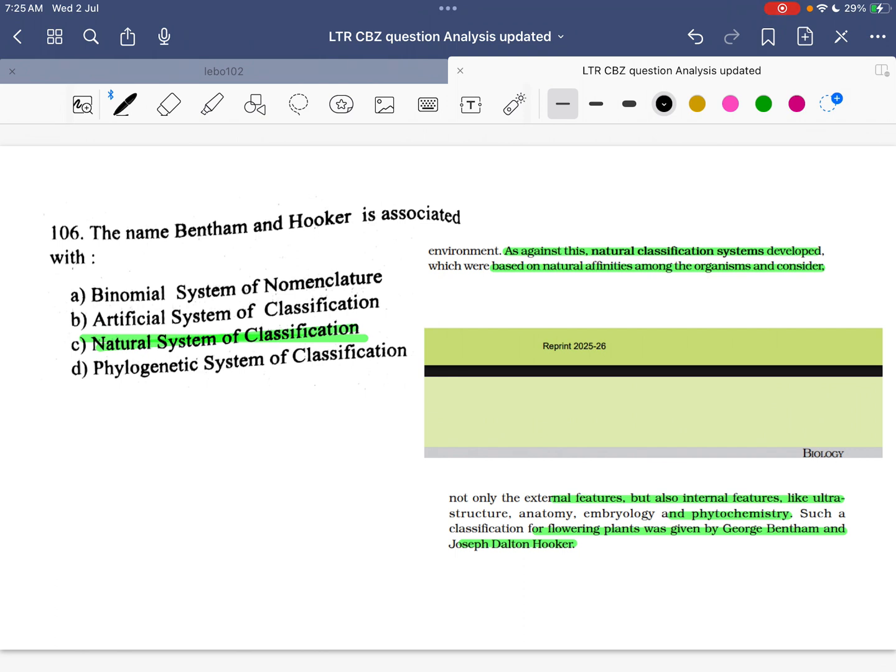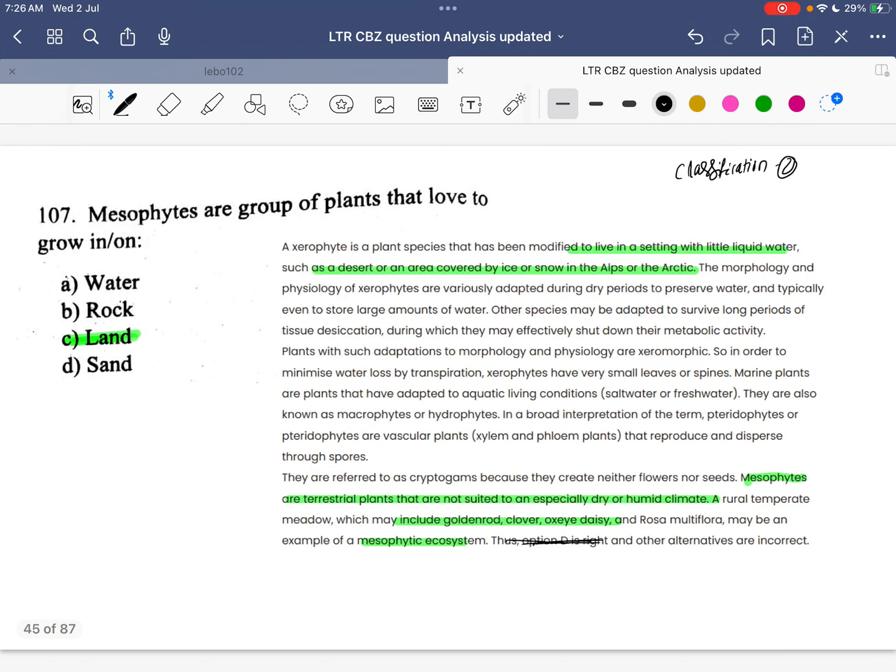If you take the NCERT reference, it is mentioned over here. Natural classification systems were developed based on the natural affinities among organisms and considered not only external features but also internal features like ultrastructure, anatomy, embryology and phytochemistry. Such a classification for flowering plants was given by George Bentham and Joseph Dalton Hooker. So the answer will be the natural system of classification. Okay, so that was the first question.